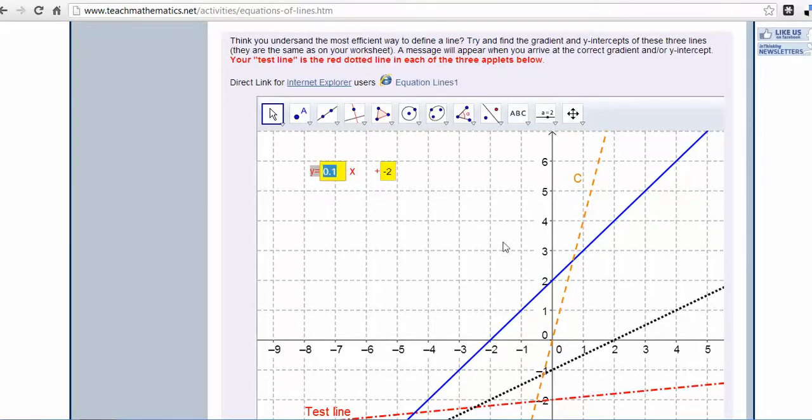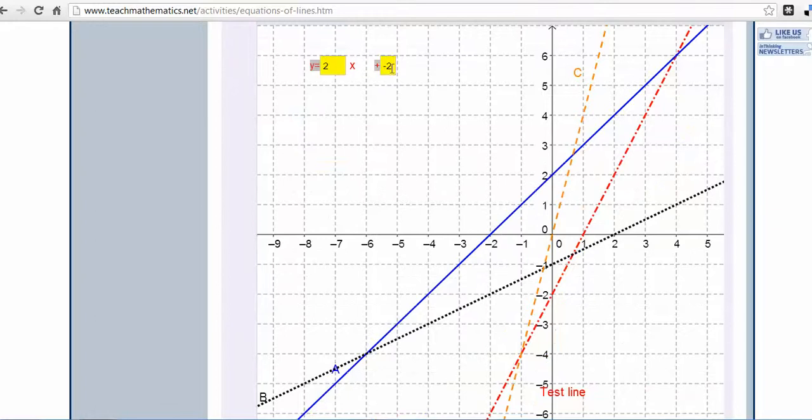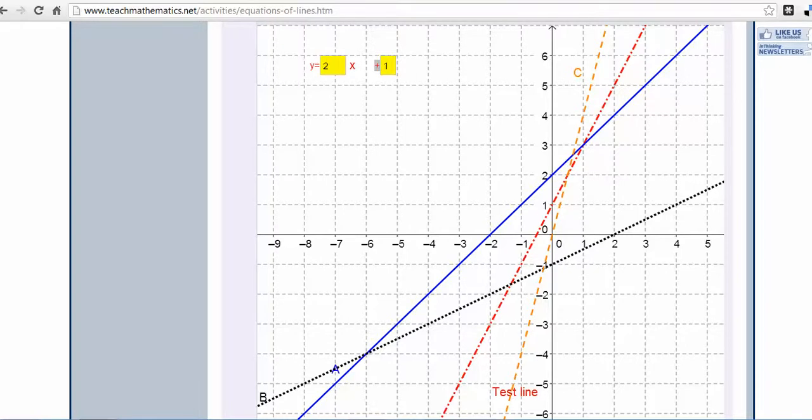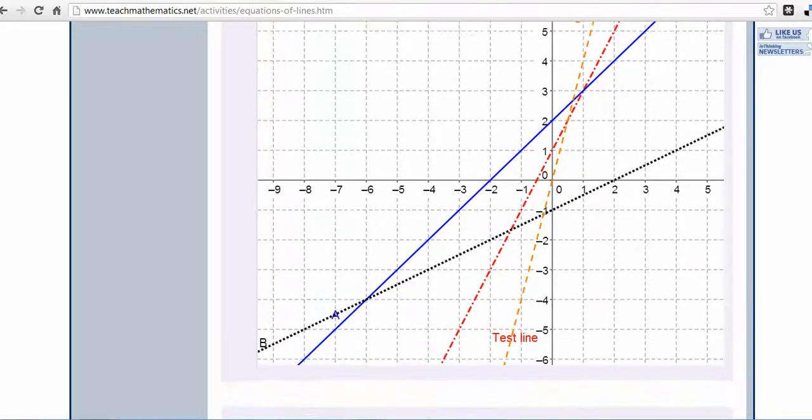And imagine I thought, here's the red dotted line. That's the red dotted line, the one you control throughout, as said here. And if I change that to 2x, maybe I think that will match one of the lines. It doesn't, unfortunately. That doesn't look like the right slope for any of them. Maybe I think the y-intercept's 1. It doesn't either. But if you get it right, you'll get the same message as before, or a similar one.